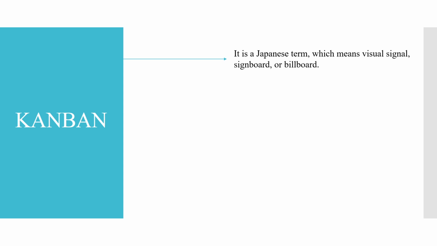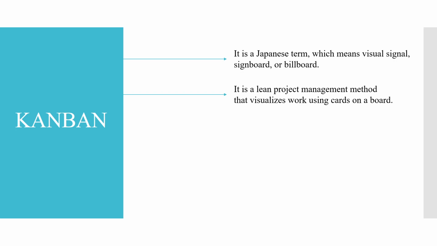So first, what is Kanban? It is a Japanese term. Kanban is made of two Japanese terms, kan and ban, which mean visual signal, signboard or billboard. It means that whenever there is something, a visual signal will be raised by some of the other processes. Then only do we let things go ahead. So it works on signals. Kanban particularly works on some sort of signals.